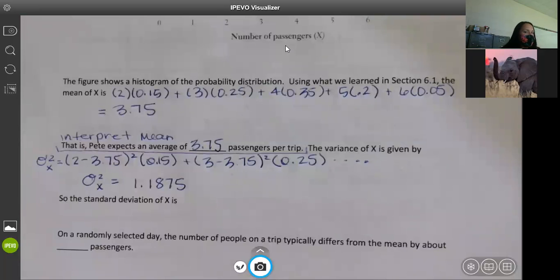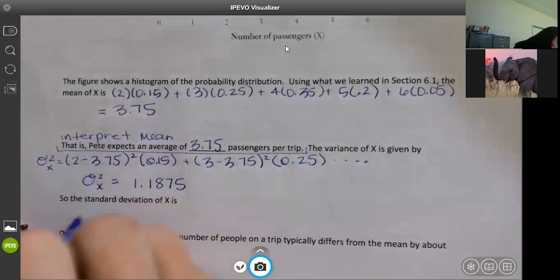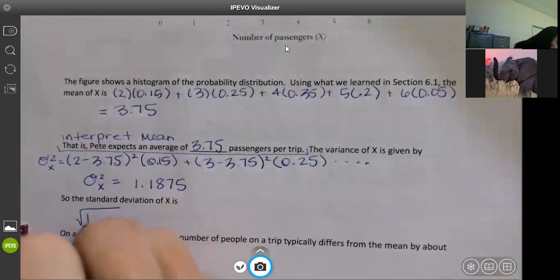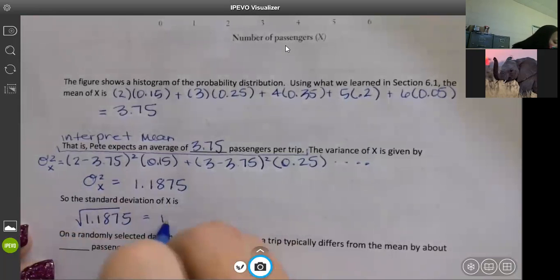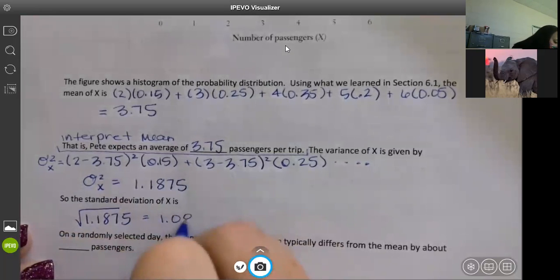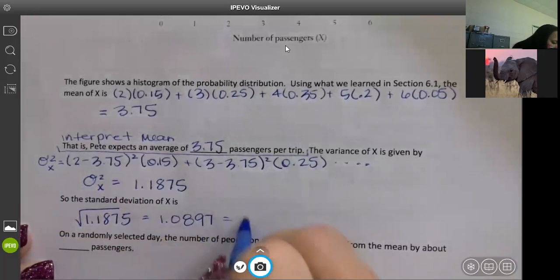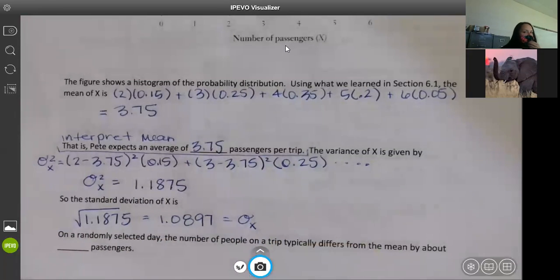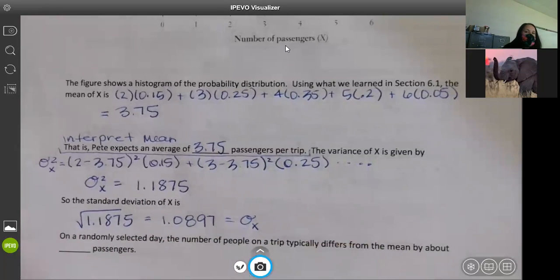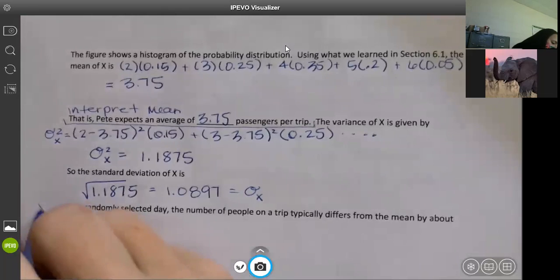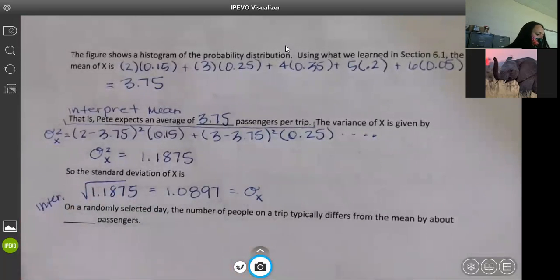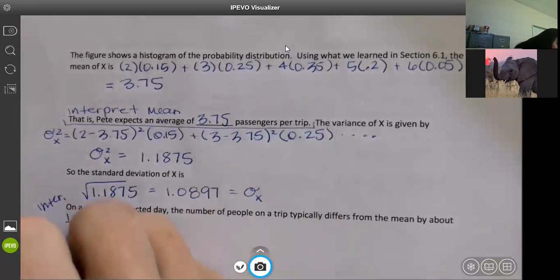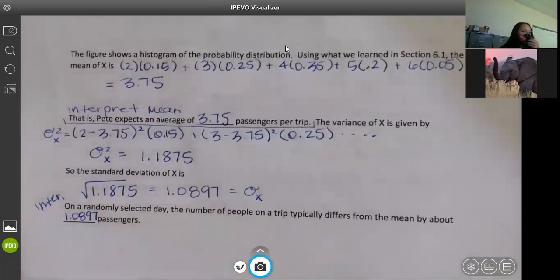So then how do I find the standard deviation? Take the square root of 1.1875 and you get 1.0897, which is your standard deviation of X. This last sentence is an interpretation: on a randomly selected day, the number of people on a trip typically differs from the mean by about 1.0897 passengers.